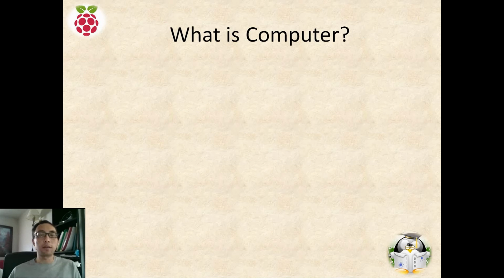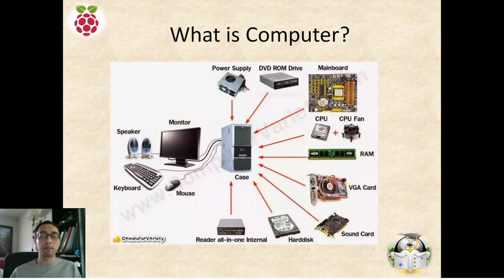Before we start, let's talk about what a computer is. So everybody uses a computer, but can you really explain what a computer is? So first, a computer has a case. It's a cabinet for most of the computer hardware. Inside the case, we have our power supply, we have the DVD-ROM, we have the mainboard, we have the CPU, we have the RAM, we have the graphic card, we have the sound card, we have the hard disk.